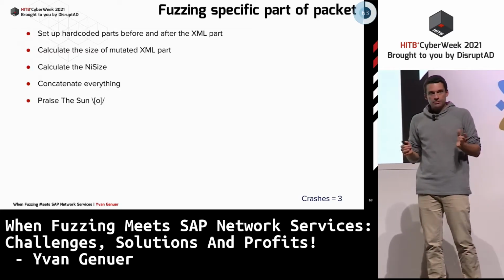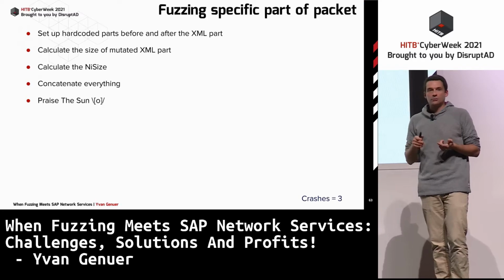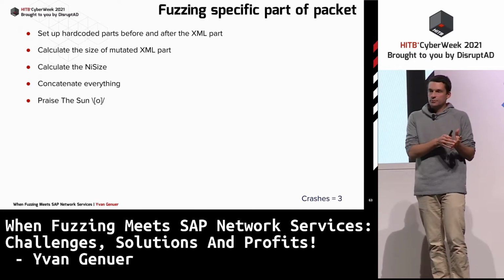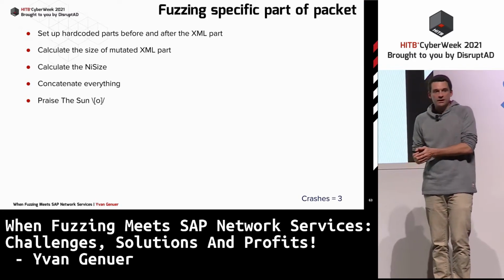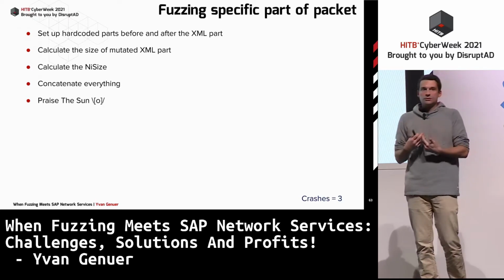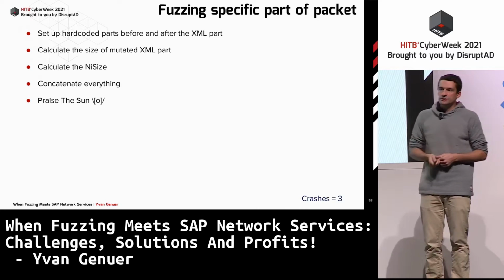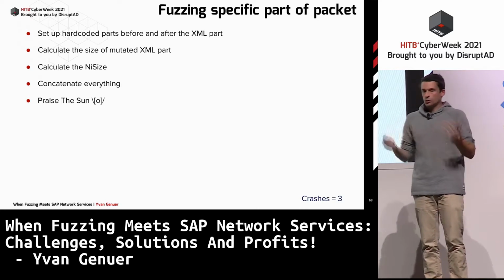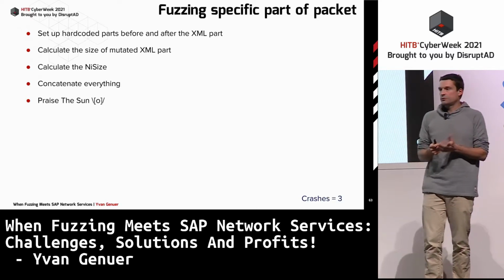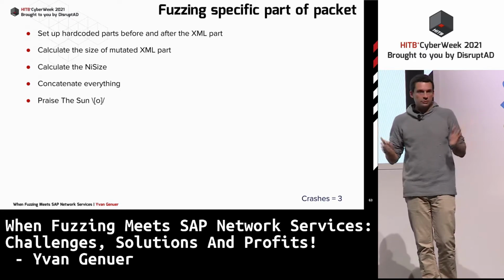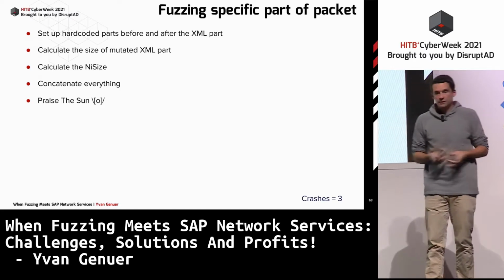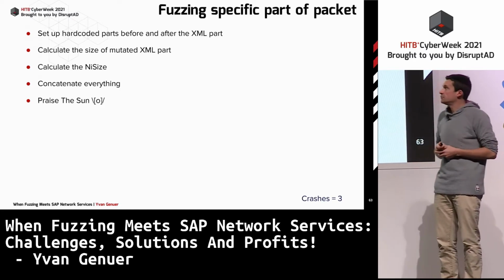So to sum up, now we hardcode the beginning of the packet and the end of the packet. We ask to fuzz the XML parts. We calculate the size of the XML part. We calculate the NISize of the whole packet. We concatenate everything. We send it to the service and just press the sun, and we will see.